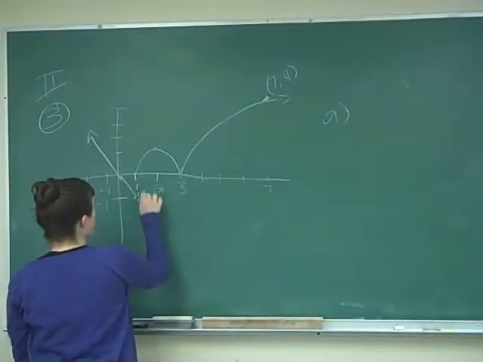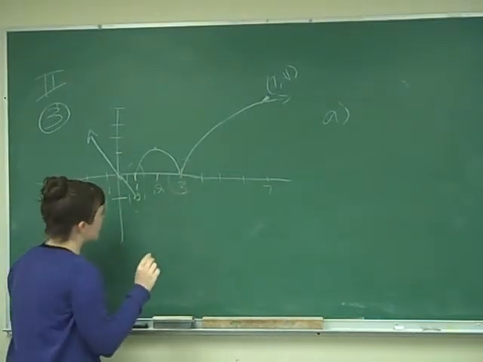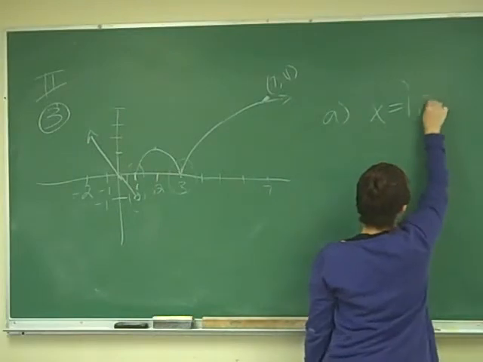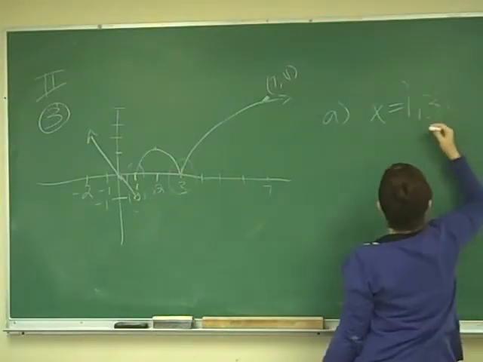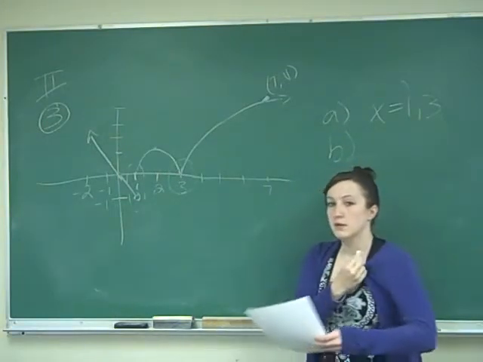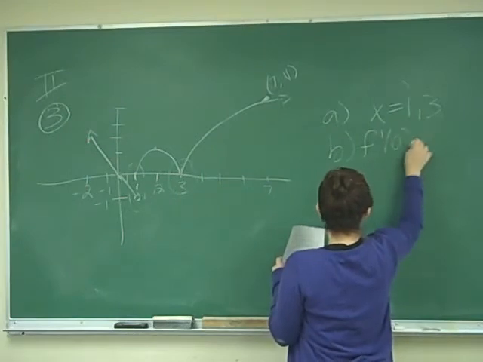So, looking at our graph, I've got a discontinuity here, and it looks like I have a corner here. So my values for that are x is going to be equal to 1 and 3. That's where it's not going to be differentiable. The second part says f prime of 0 is equal to what?